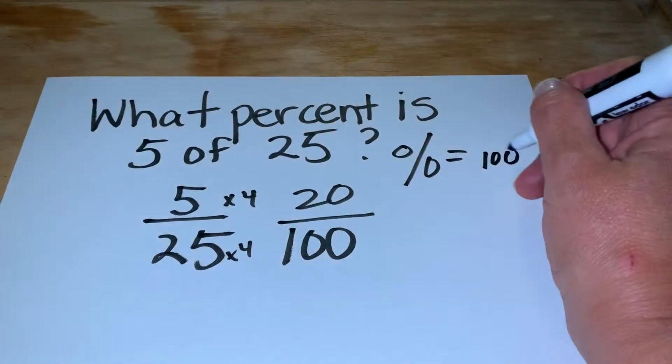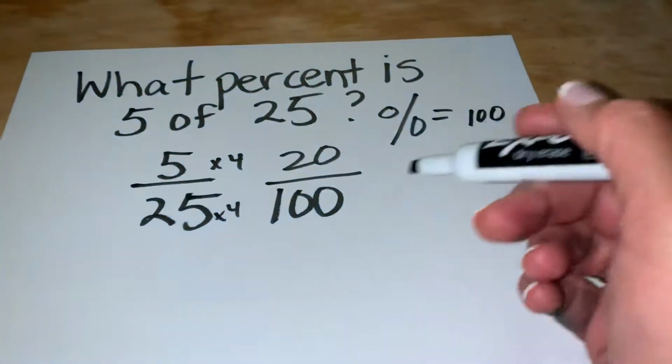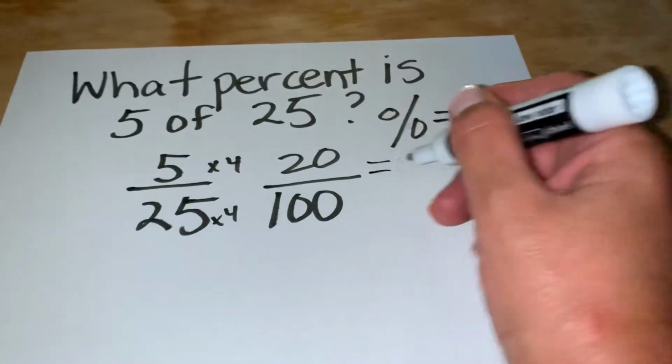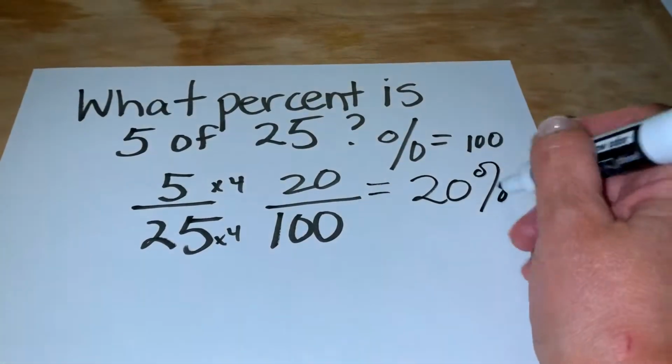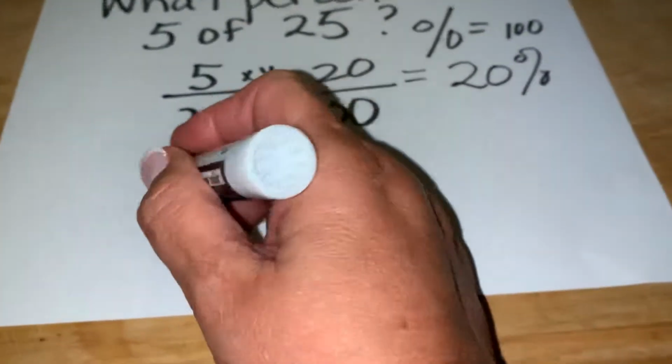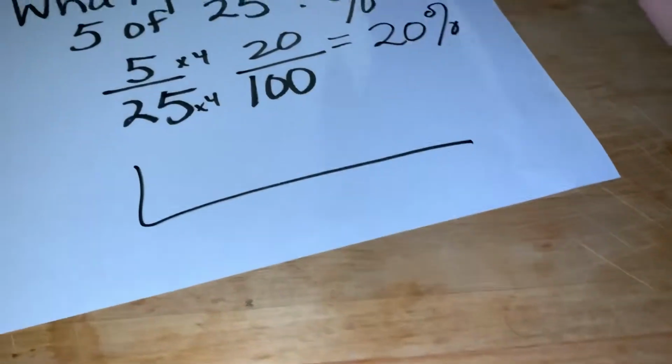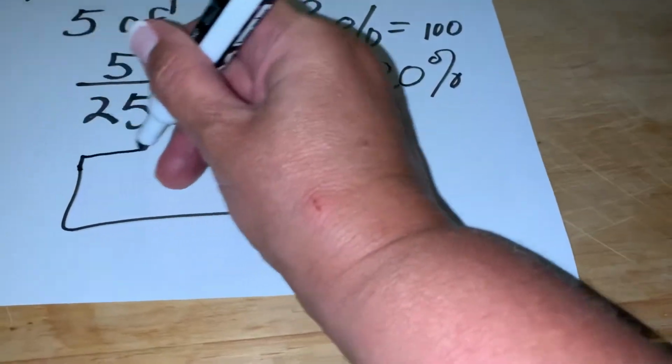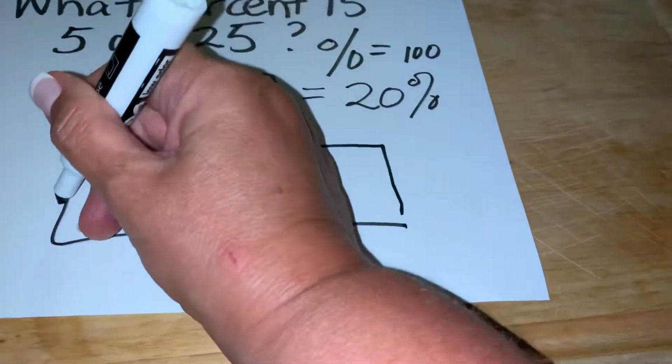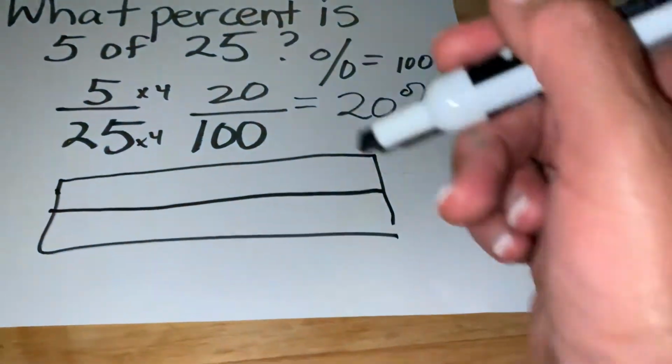So when you see hundredth, it's the same as a percent symbol. So 20 hundredths equals 20%. And another way we could solve this is using a double tape diagram. A double tape diagram like that. Draw a line down the middle.